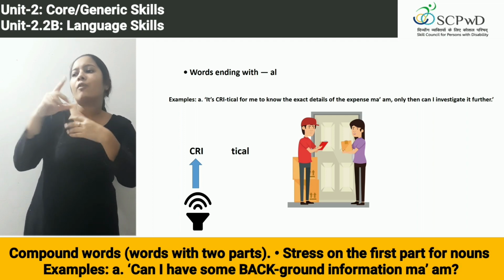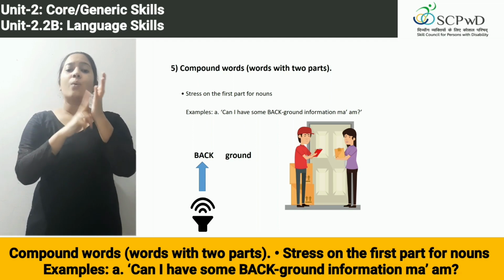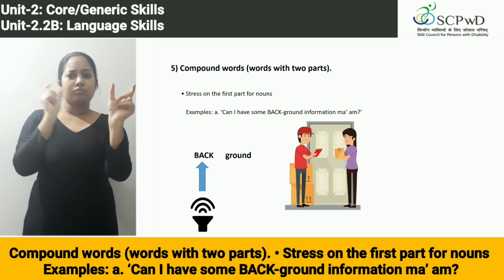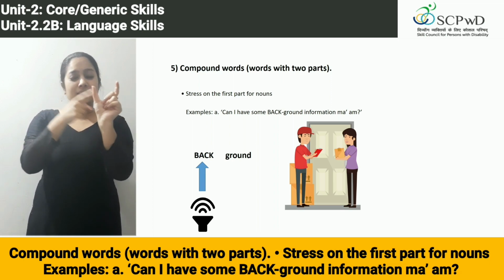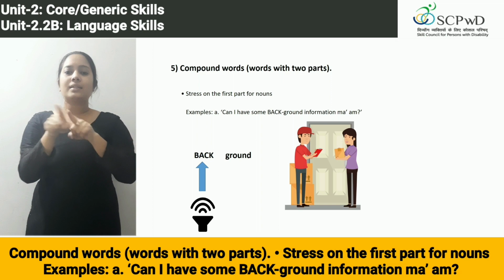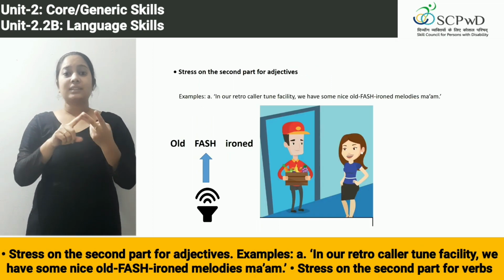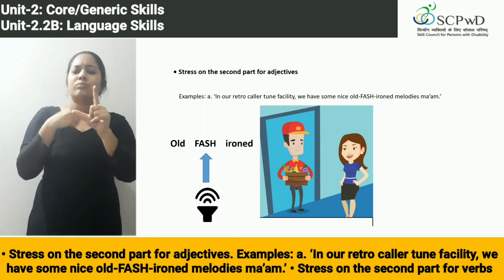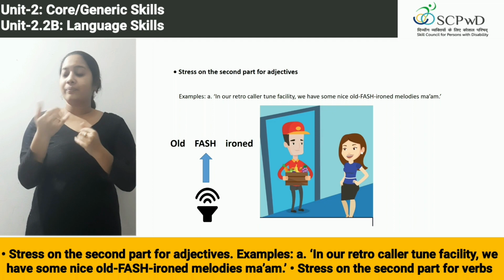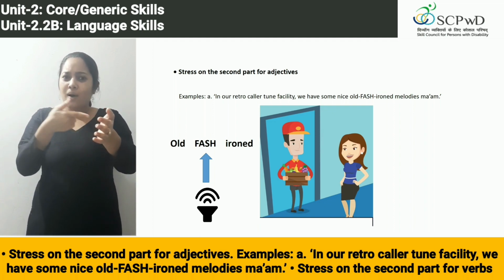Number 5. Compound words. Words with two parts. Stress on the first part of nouns. Examples: A. Can I have some background information, ma'am? Stress on the second part of adjectives. Examples: A. In our retro collar tune facility, we have some nice old-fashioned iron melodies, ma'am.